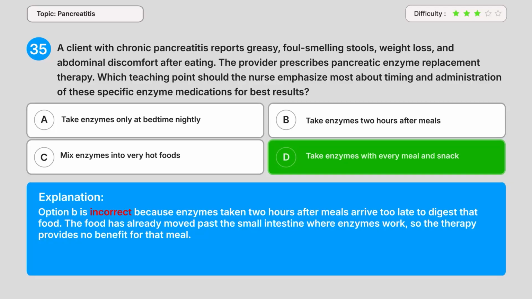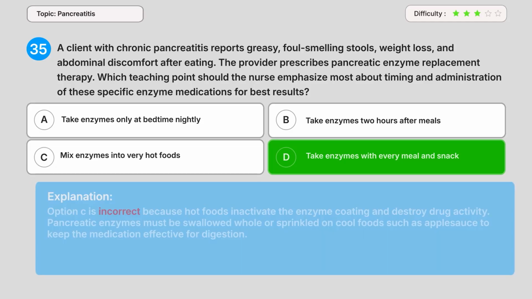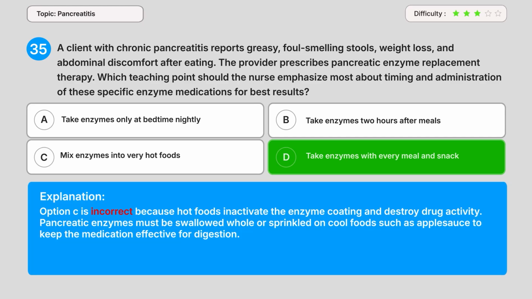Option B is incorrect because enzymes taken 2 hours after meals arrive too late to digest that food. The food has already moved past the small intestine where enzymes work, so the therapy provides no benefit for that meal. Option C is incorrect because hot foods inactivate the enzyme coating and destroy drug activity. Pancreatic enzymes must be swallowed whole or sprinkled on cool foods such as applesauce to keep the medication effective for digestion.